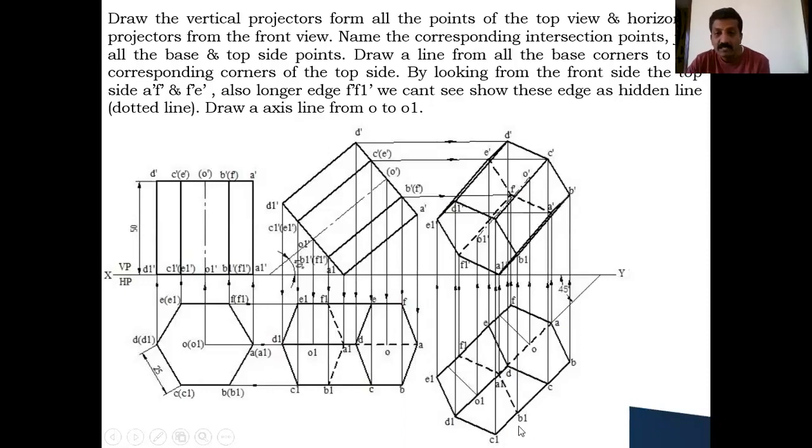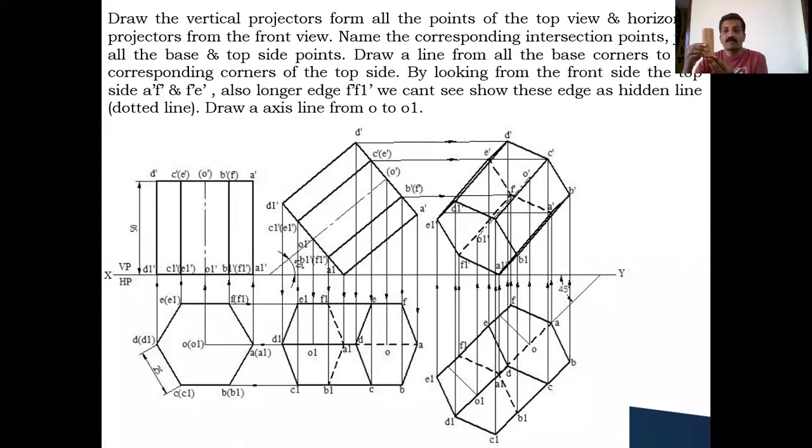Similarly, longer edges: C to C1 you can see, B to B1 you can see. C to C1 and B to B1 you can draw as visible edges, and D to D1 also you can see as a visible edge, and E to E1 also you can see here. Why? Because it becomes the boundary outline. F to F1 I cannot see, so you have to show it with a hidden edge. The axis line you can represent from O to O1. It is exactly like this.